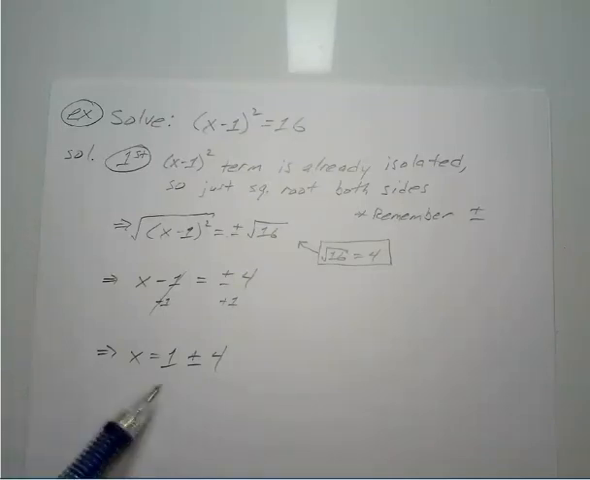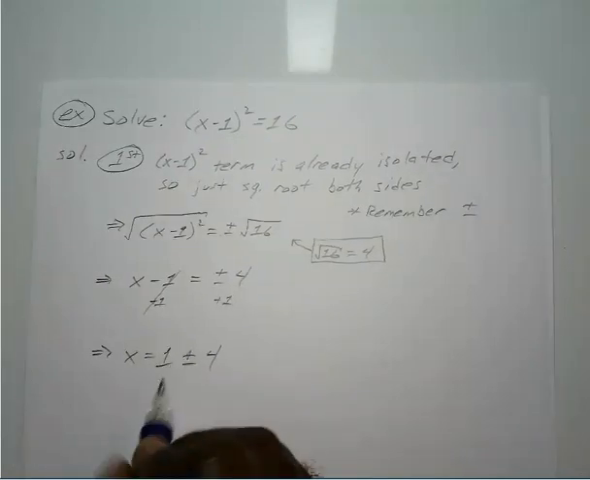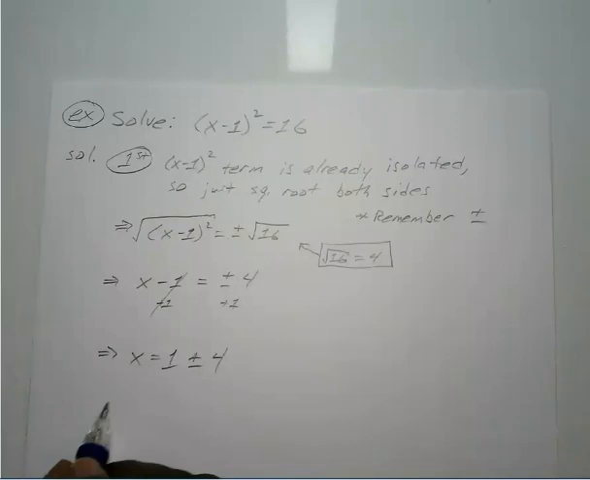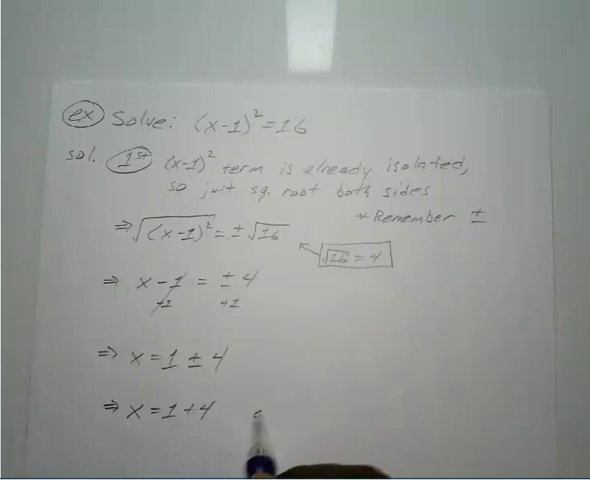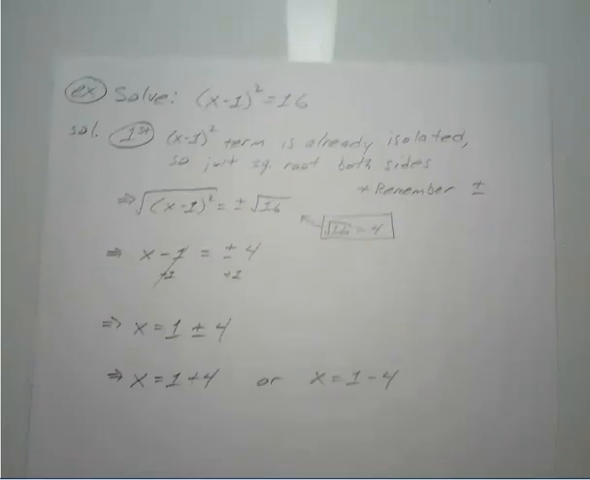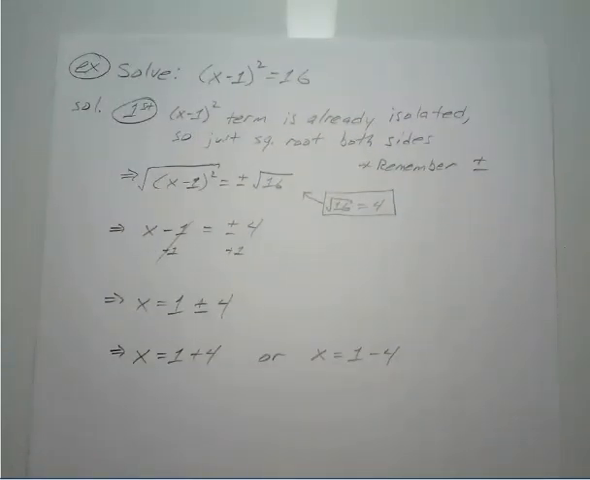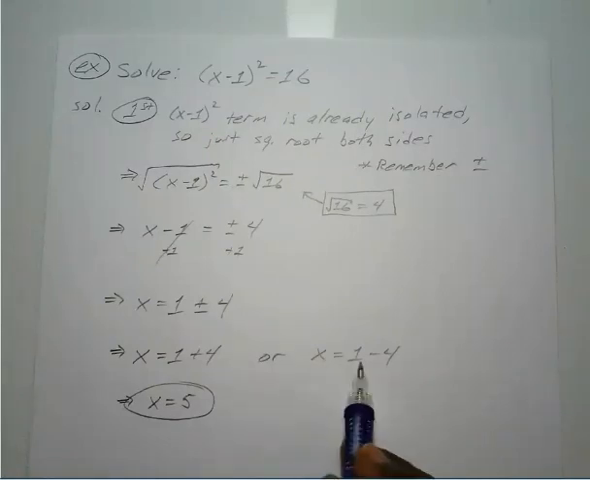Okay, now in this case, we won't leave this as our answer because this can be simplified more. Because remember, when you have that plus or minus, that just means that x is equal to 1 plus 4, or x is equal to 1 minus 4. So we go ahead and just solve both of those, then we'll have our two answers. So if x is equal to 1 plus 4, that just means that x can be equal to 5. Or if x is equal to 1 minus 4, that just means that x can be equal to negative 3.